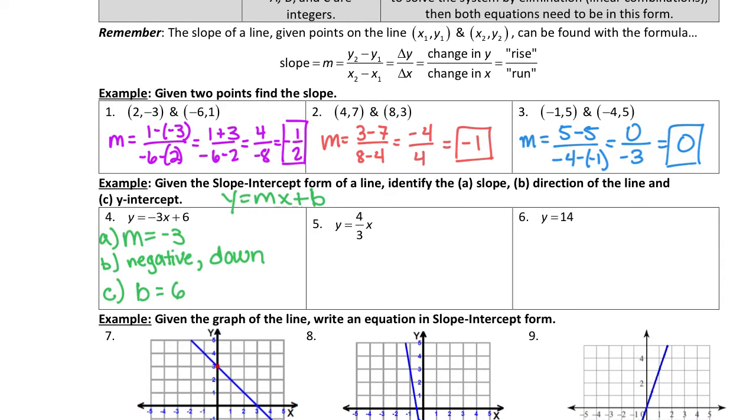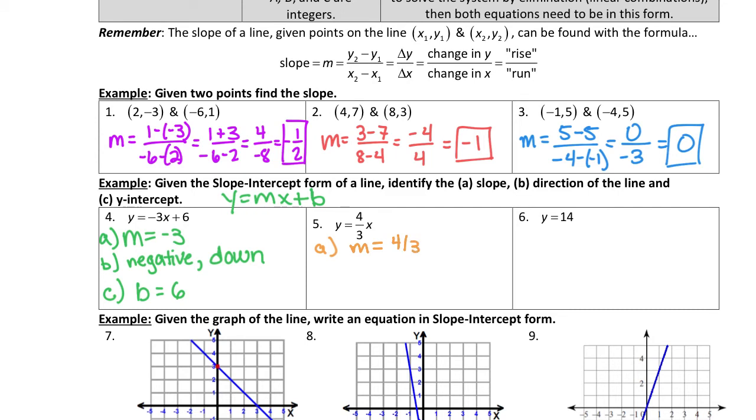In our next example, let's go through the same steps just a little faster. Step A is to find the slope. The slope is always the number before the x. So right here, it's a fraction. Our slope is 4/3. So m equals 4/3.